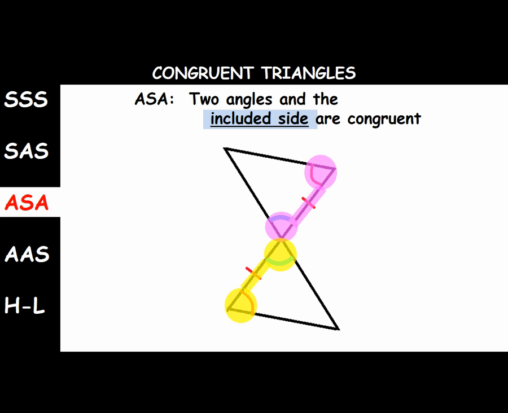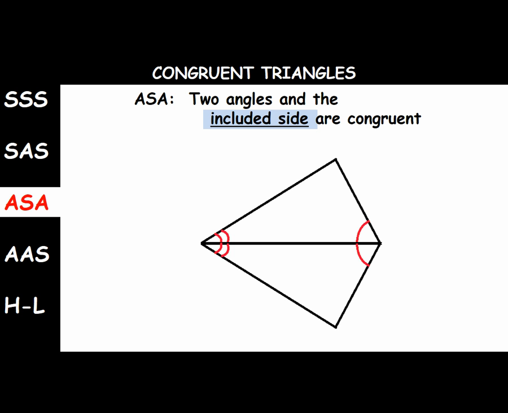The side is between those angles. In this case, we'd have to add that the center segment's congruent to itself. We have 2 angles and a side. We want to check to make sure the side is in the right spot. Here we have 2 angles and the side that connects them, congruent to 2 angles and the side that connects them.